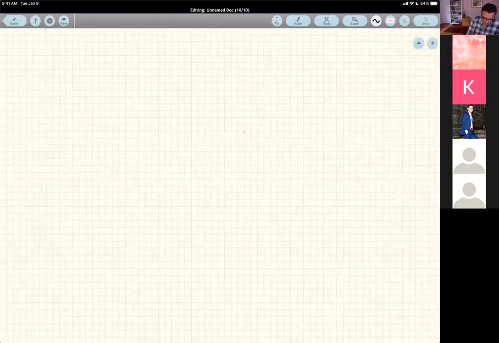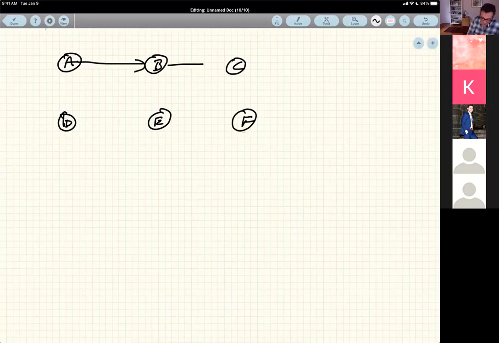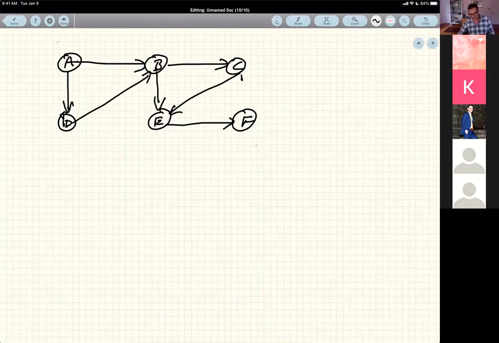So I can have this graph. I can have A, B, C, D, E, and F. And I can go from A to B, B to C, C to E, E to F. I can go from A to D, and D to B, and B to E. Okay, so this is a directed graph.